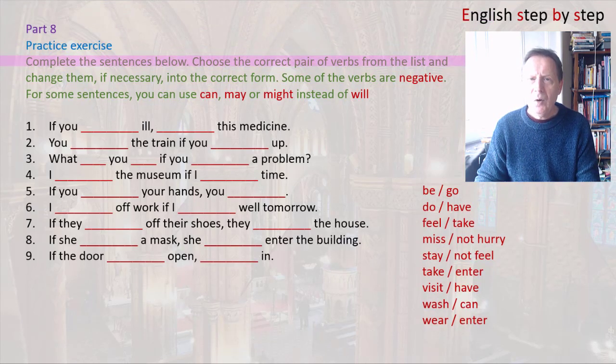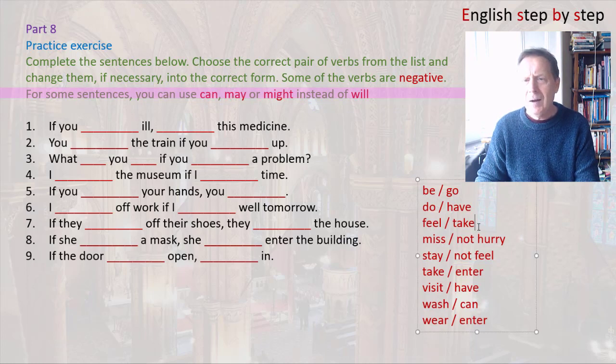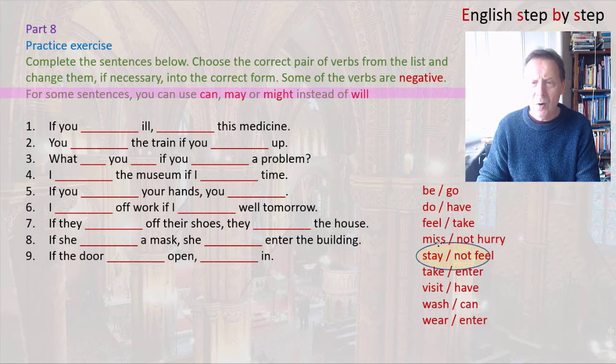Complete the sentences below. Choose the correct pair of verbs from the list and change them, if necessary, into the correct form. Some of the verbs are negative, and for some of the sentences you can use can, may or might instead of will. So here are the pairs of verbs: be, go, do, have, feel, take. Now this one is negative, miss, not hurry, and this one is also negative, stay and not feel.